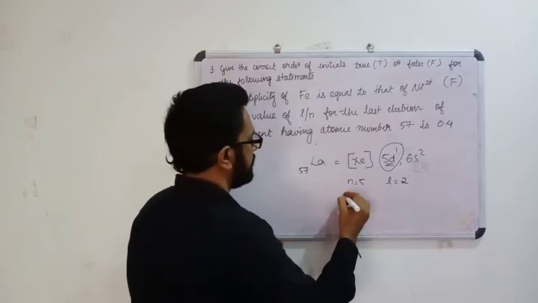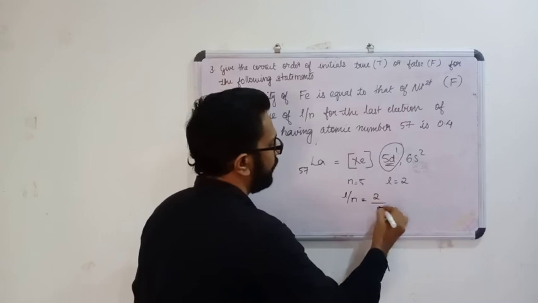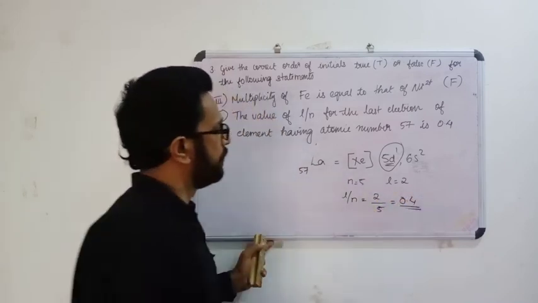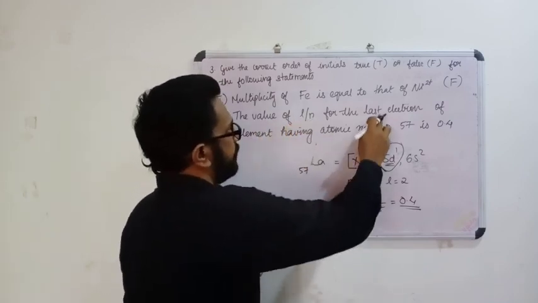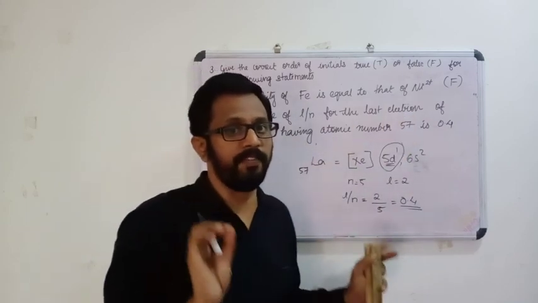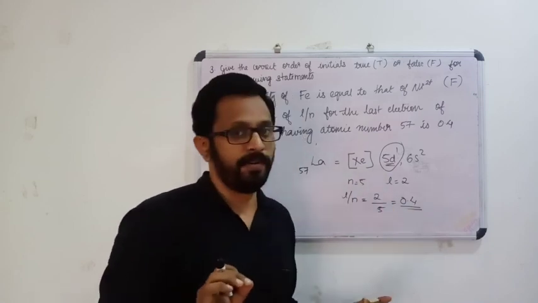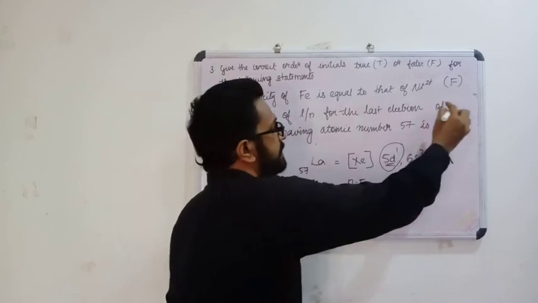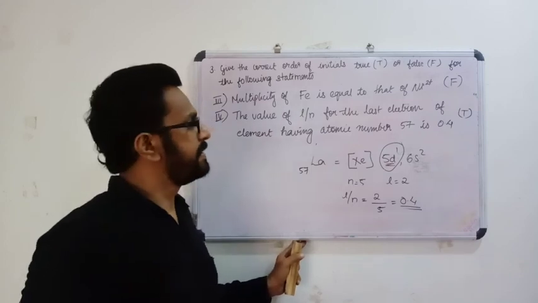Now what is l by n? l by n is equal to 2 by 5, which is equal to 0.4. So the value of l by n for the last electron of the element having atomic number 57, which is lanthanum, is 0.4. That means this statement is true.